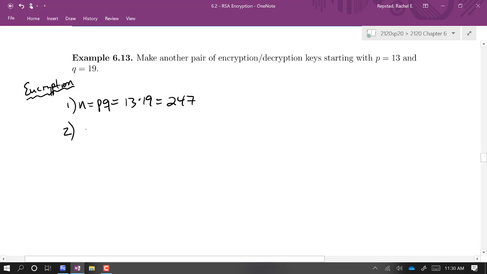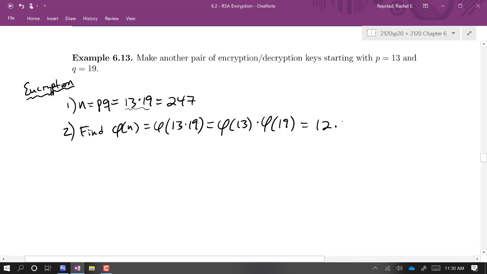Next, we're going to find phi of n. So, n is 247, but it's also 13 times 19. I'm going to just write it like that right off. And I'm getting ahead of myself a little bit, but because they are primes, they're relatively prime to each other, and I can split it up. So this is 12 times 18, or 216.